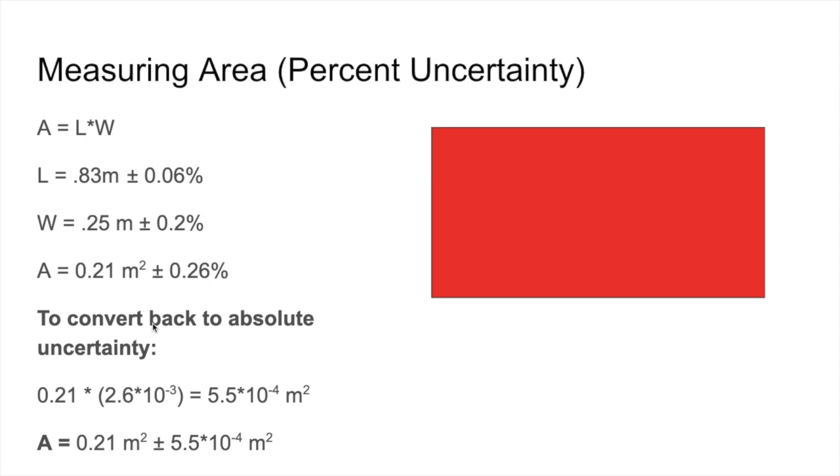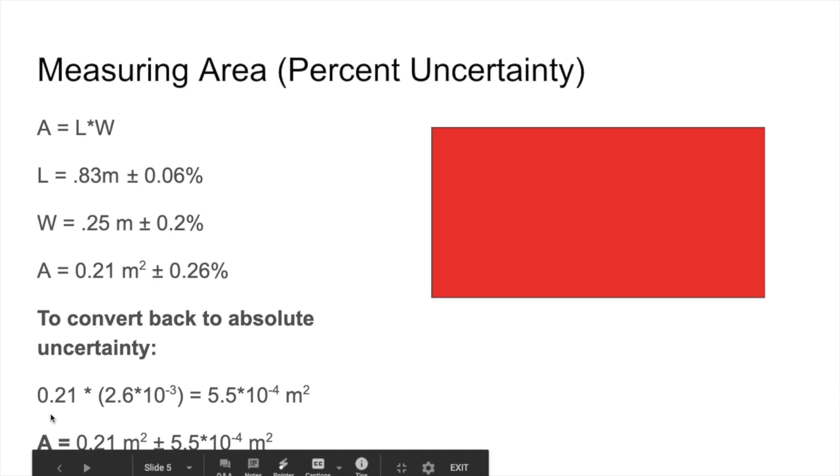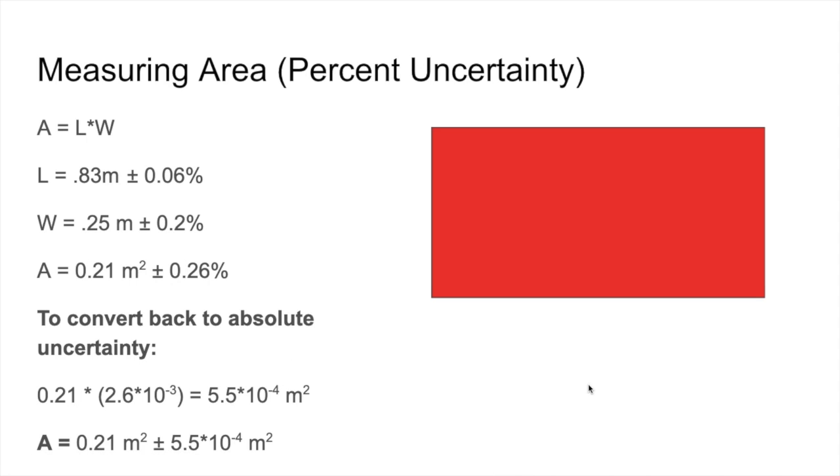I might want to look at that as an absolute uncertainty rather than a percentage, in which case I just have to convert back. I need to find what 0.26% of 0.21 square meters is. I take my measurement, 0.21 square meters, and multiply it by my percent uncertainty. That allows me to turn it back into a number with a unit on it. So if I want to look at this area using absolute uncertainty, I would say it's 0.21 meters squared plus or minus 5.5 times 10 to the minus 4th meters squared.